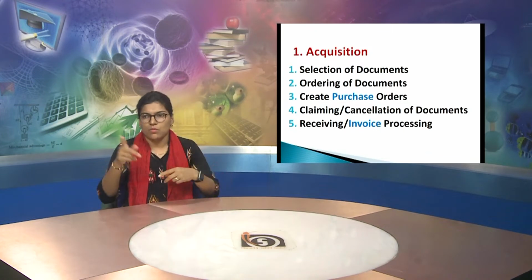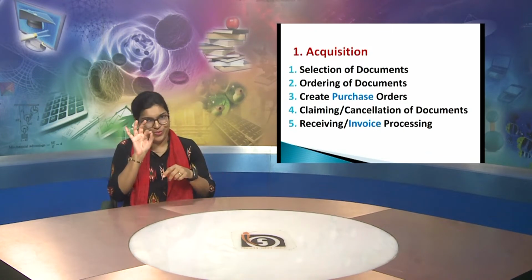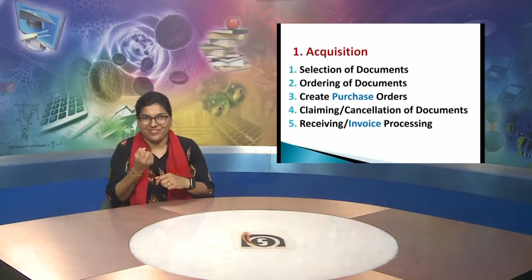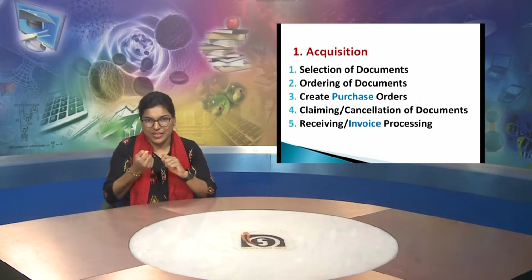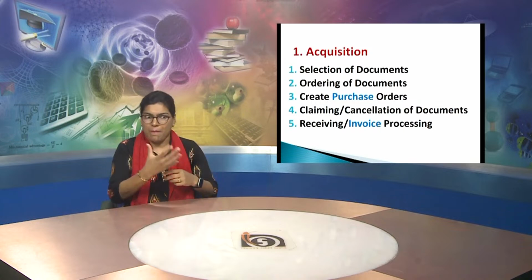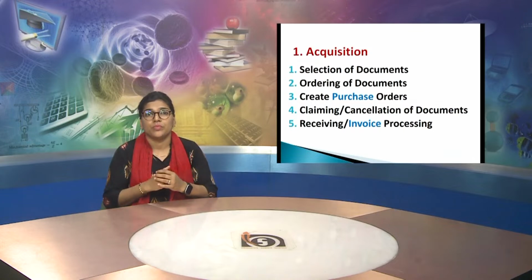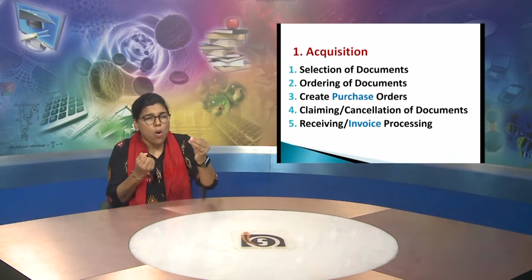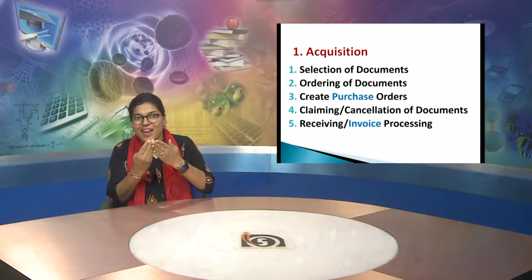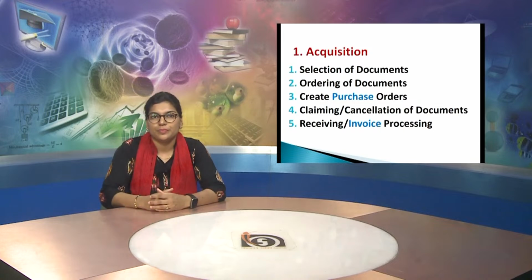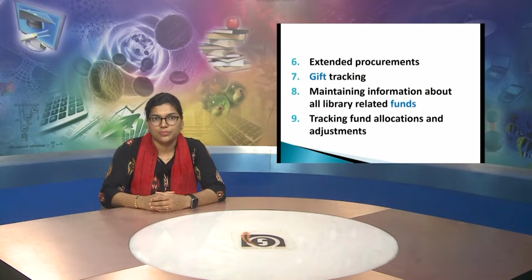The first point, as we saw, was about acquisition, meaning to acquire something. So for that we need to select the documents. That is why the first point is selection of documents. Whenever documents are selected, next we need to order them. Then third, we have to create a purchase order. Then fourth, we have to claim or cancel the document. In case we have already claimed and we need some cancellation, we need cancellation of the document. Then after that we receive and process the content.